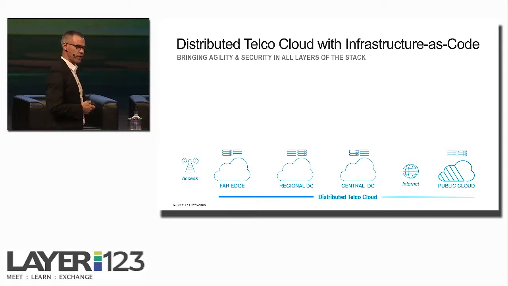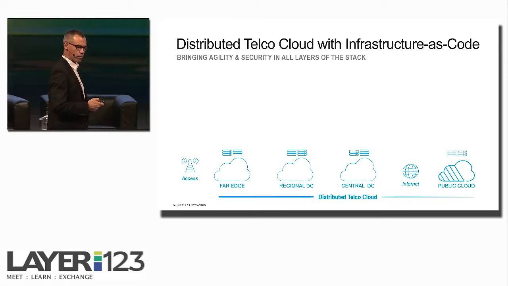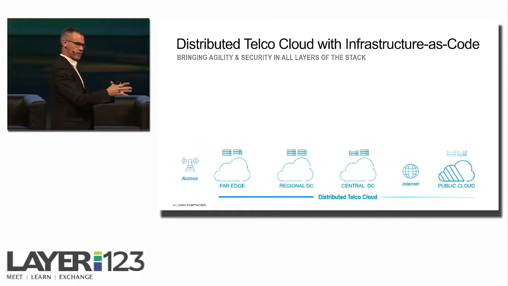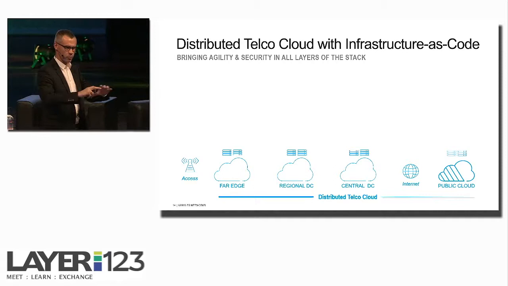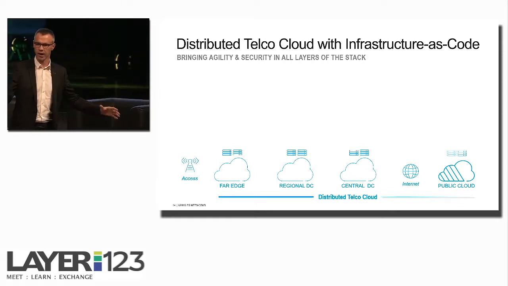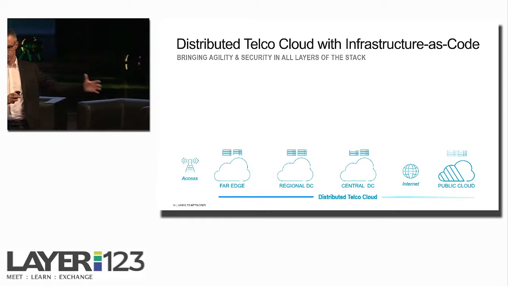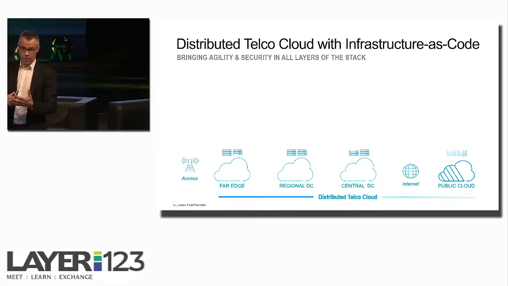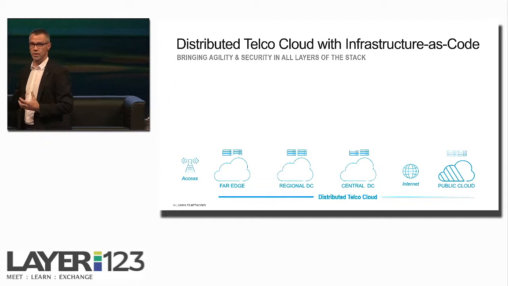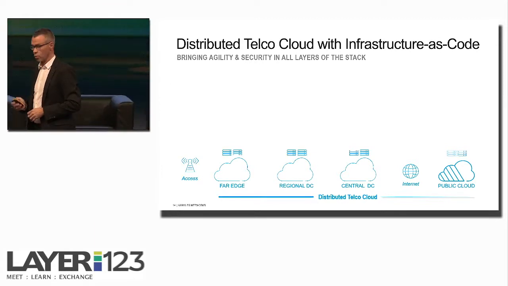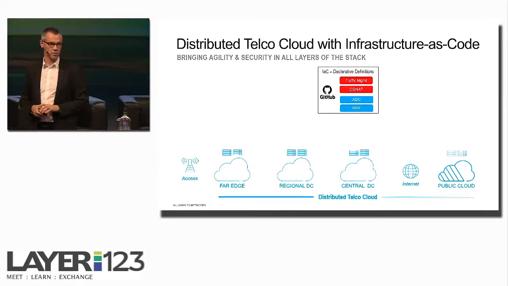So how does this final picture look like then? Now, we started with edge, but what I just explained really spans across the board, and some people call it a distributed telco cloud, and it goes from your central data center all the way into your far edge. But ultimately, you can even span it further into public cloud, because most of the mechanisms I explained are actually working in public cloud environments as well.